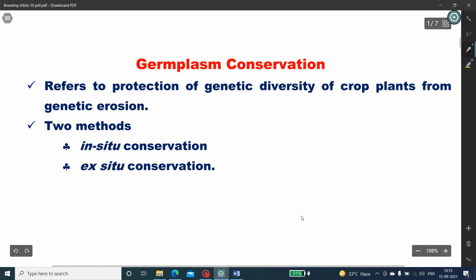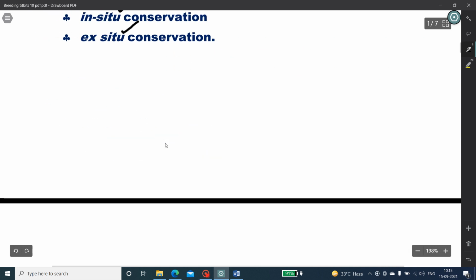And coming to the topic in particular, this is germplasm conservation. What do you mean by that? It is the protection of genetic diversity of crop plants from genetic erosion. Erosion, that is more important. There are two methods of conservation. One is in situ conservation and the second one is ex situ conservation.